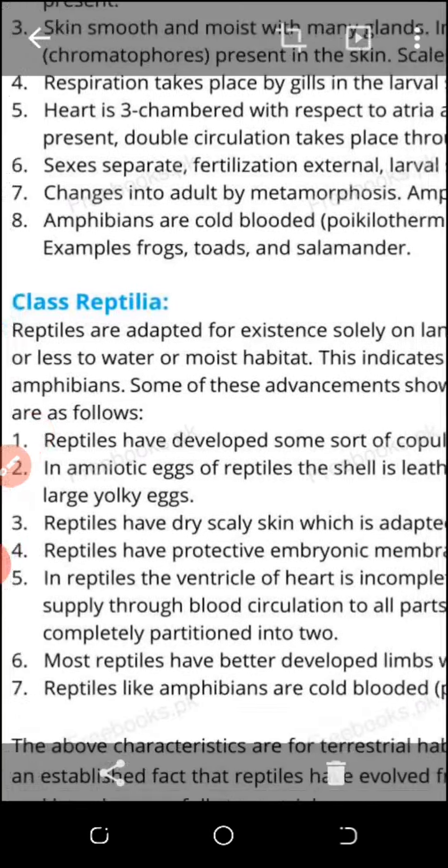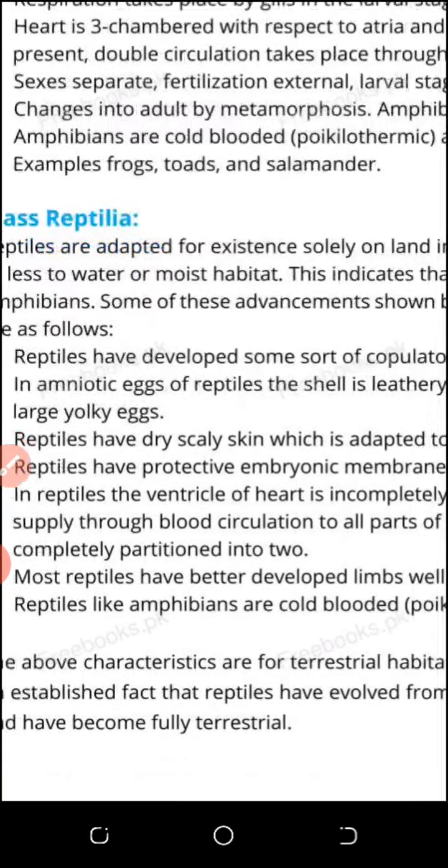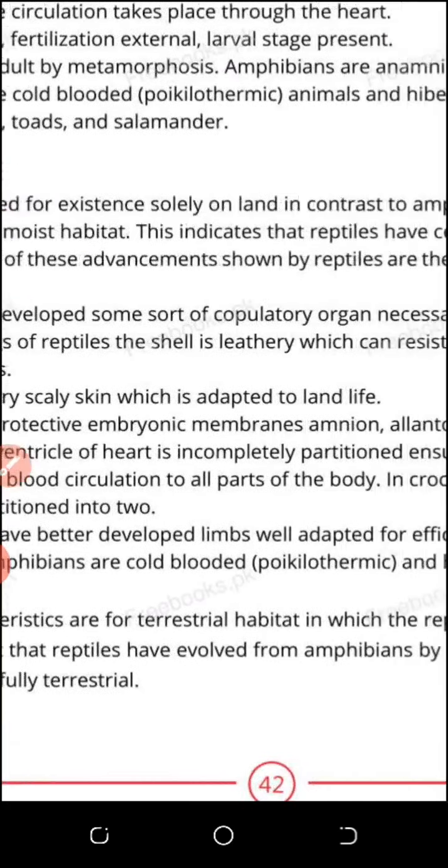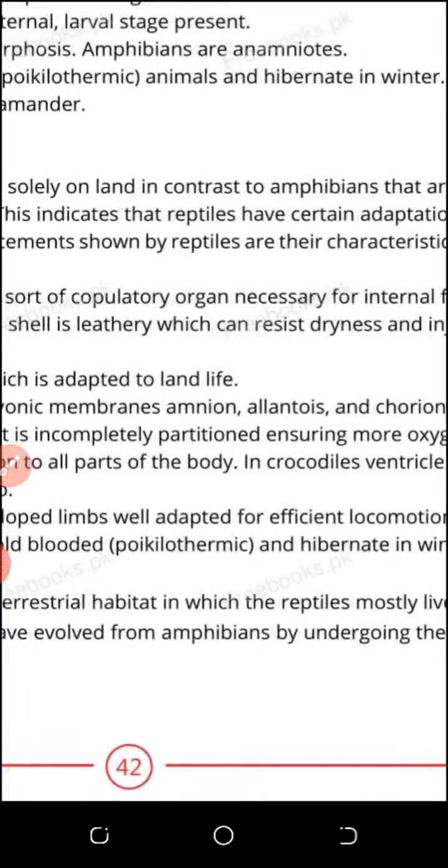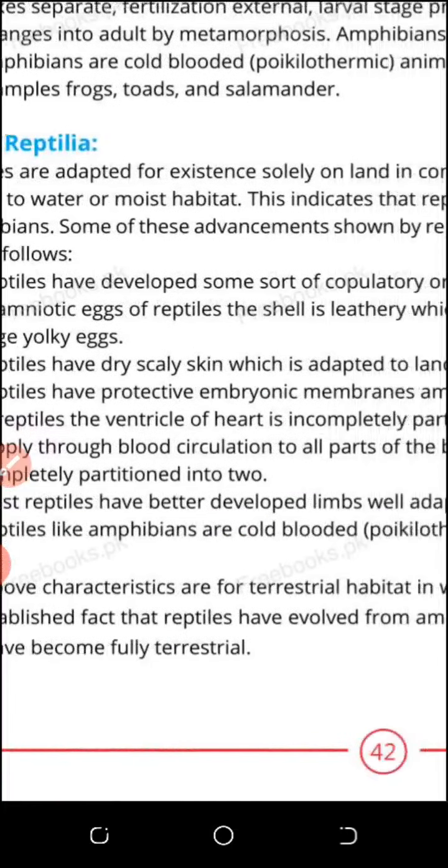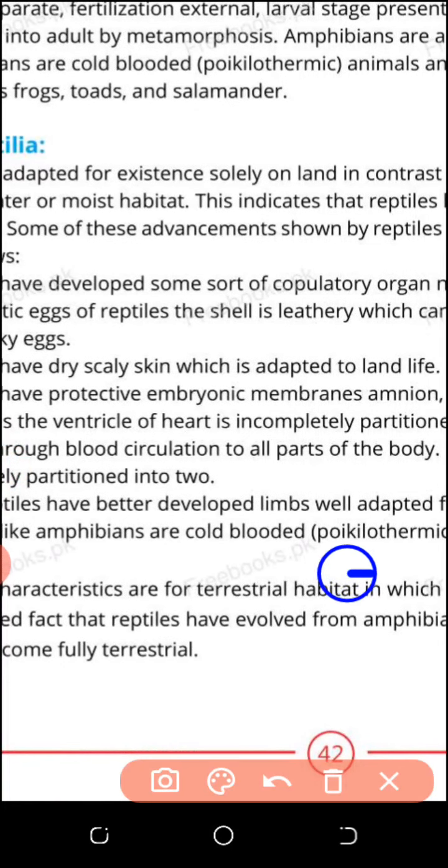In reptiles, yolky eggs are present. The eggs are amniotic, meaning they consist of a membrane which protects the egg. Reptiles are still poikilotherms. What are poikilotherms? Don't worry about this term. Cold-blooded animals are poikilotherms, and warm-blooded animals are called homeotherms. Ectotherm, endotherm, I will explain. So poikilotherm and homeotherm are two terms, but you can use the simple words, cold-blooded animals.